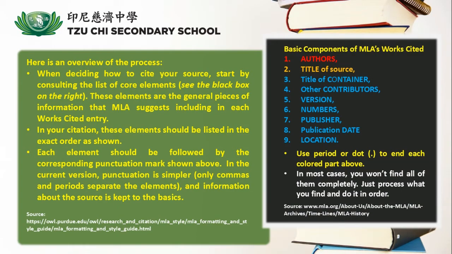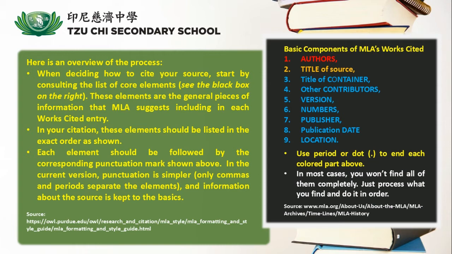Here is an overview of the process. When deciding how to cite your source, start by consulting the list of core elements. See the black box on the right. These elements are the general pieces of information that MLA suggests including in each works cited entry. In your citation, these elements should be listed in the exact order as shown. Each element should be followed by the corresponding punctuation marks shown above.